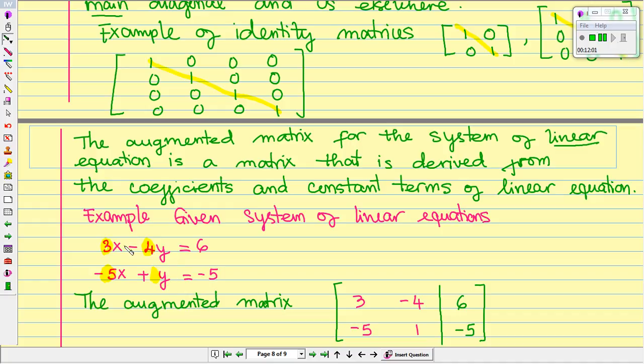Now we call these two equations linear equations because if you look at here, the exponent or the highest degree is just 1. You don't see 2, 3 or fractions. Okay, so this is how you write the augmented matrix from a given system of linear equations.